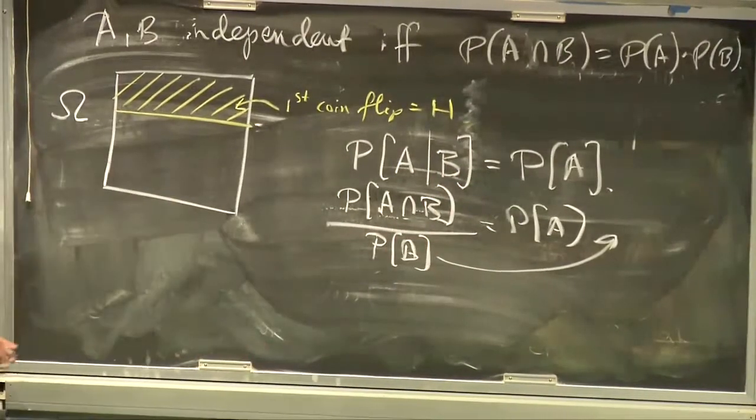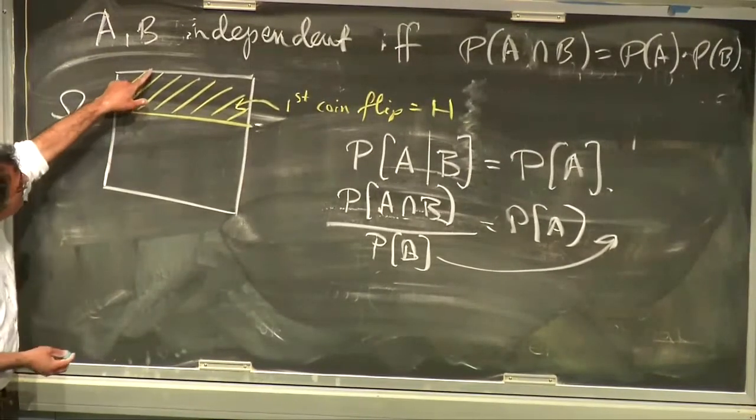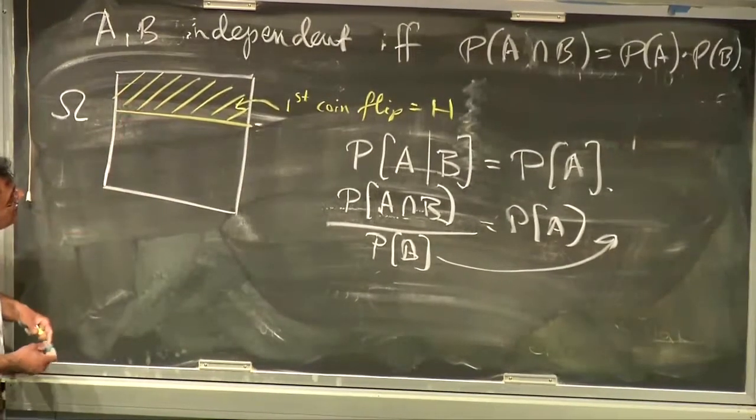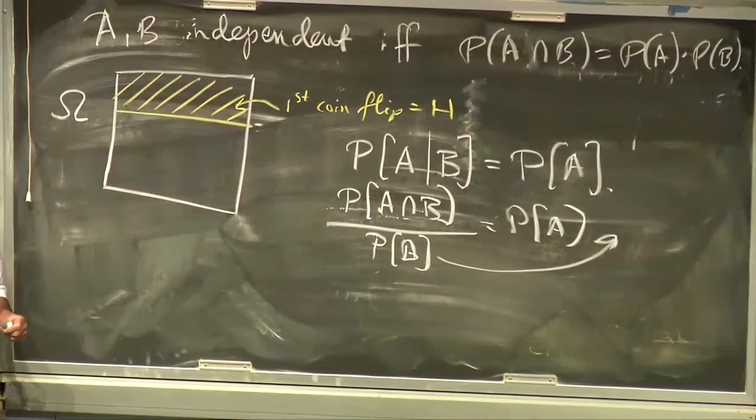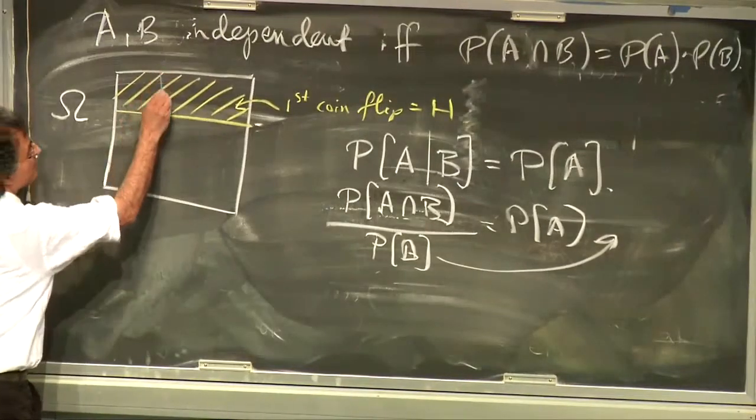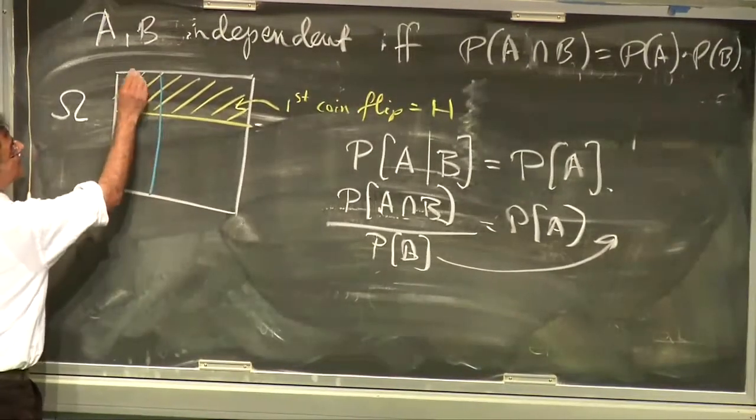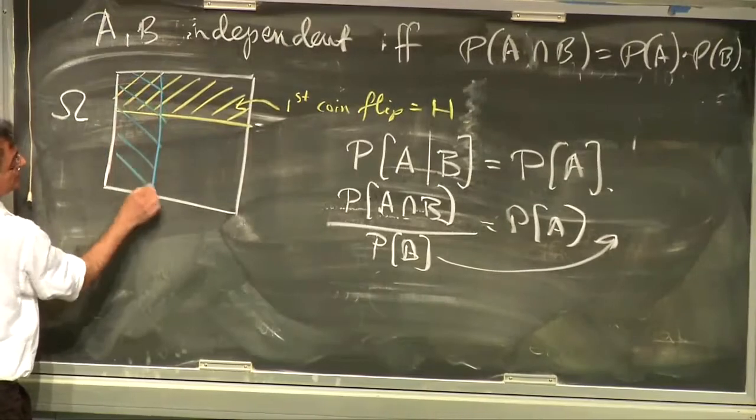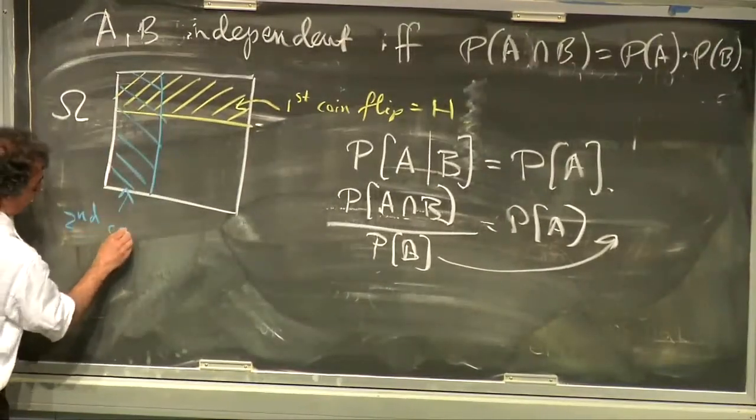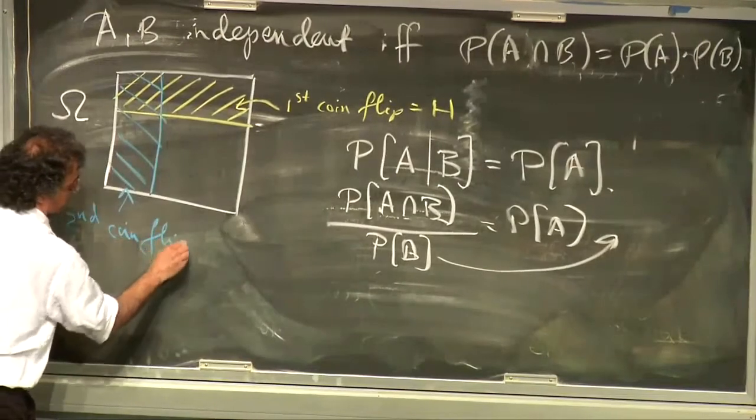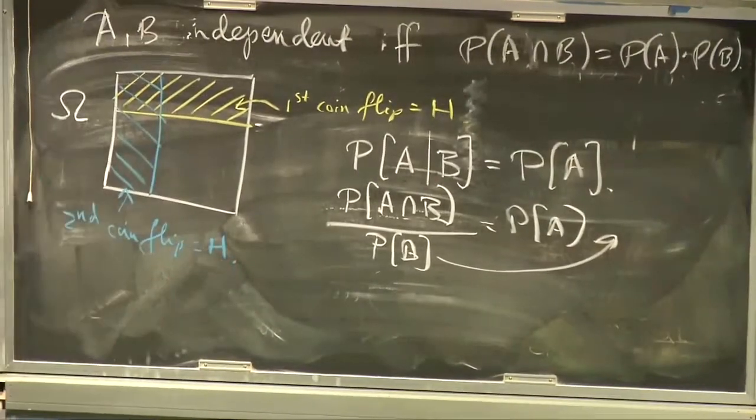And now, if you want to see it pictorially, how should you draw B on this? How should you say the second coin came up heads? Well, one nice way of drawing it is like this. This is what second coin flip equal to heads might look like.